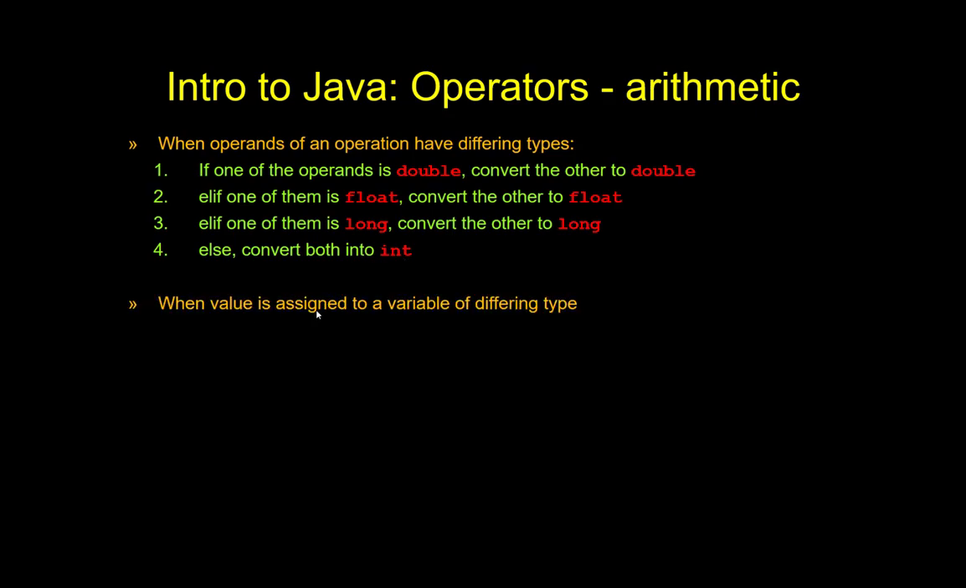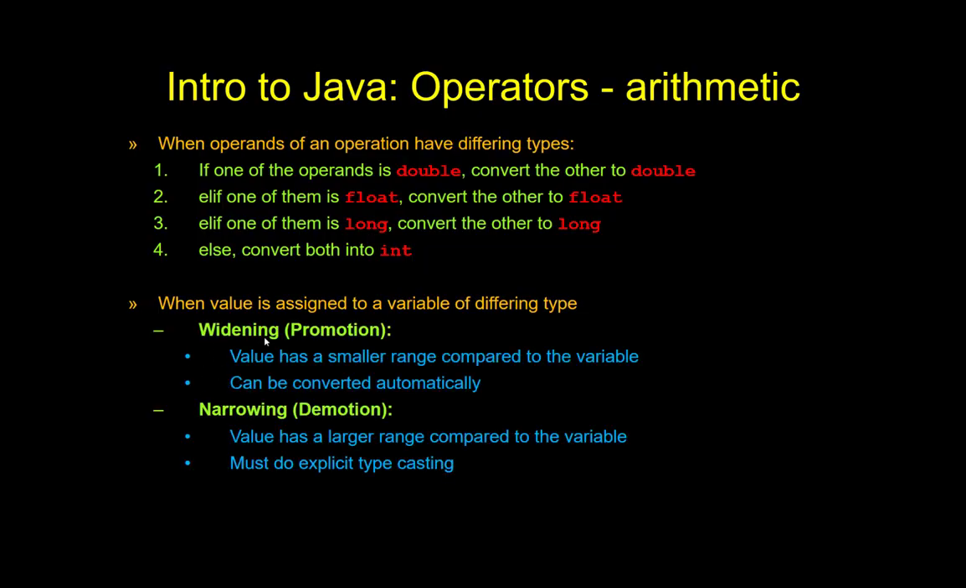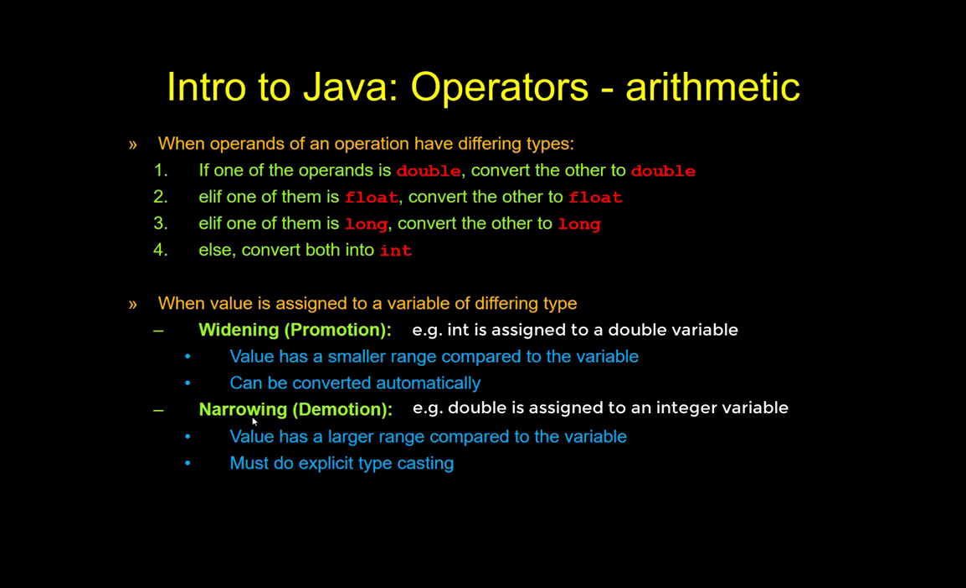When a value is assigned to a variable of a different type, there are two cases: widening, which is the promotion, or narrowing, which is a demotion. When the value is of a smaller range compared to the variable, the conversion is done automatically. On the other hand, when the value has a larger range compared to the variable, then explicit typecasting must be done to narrow the value.